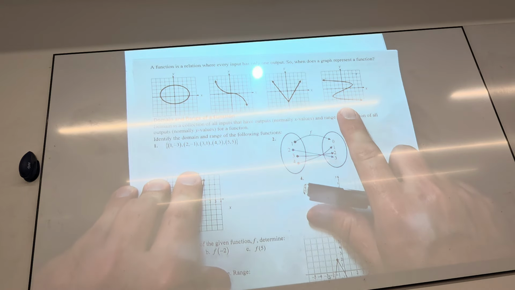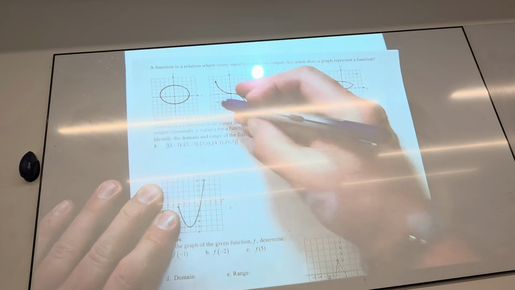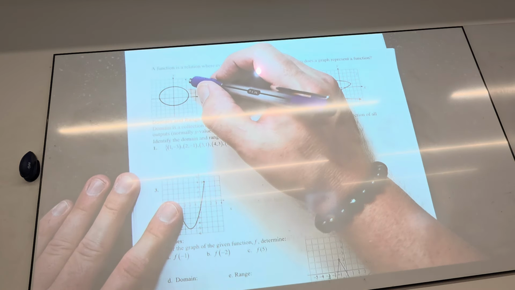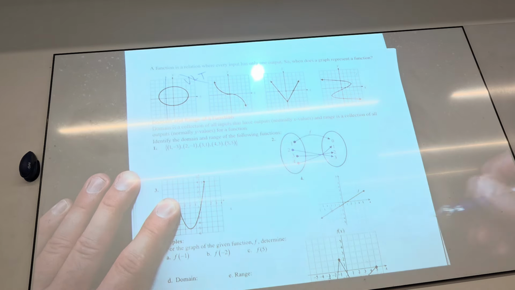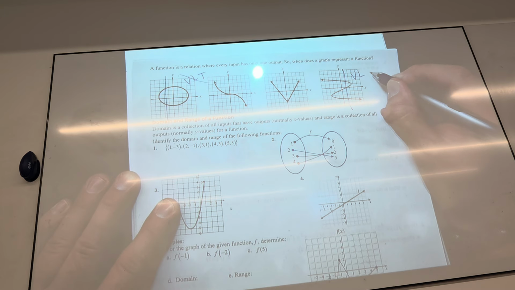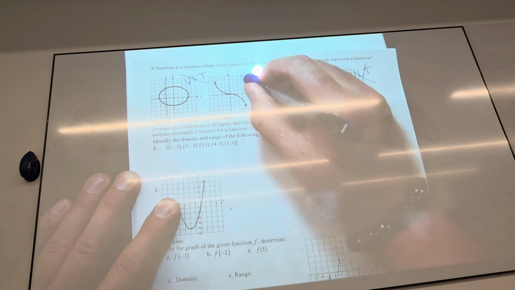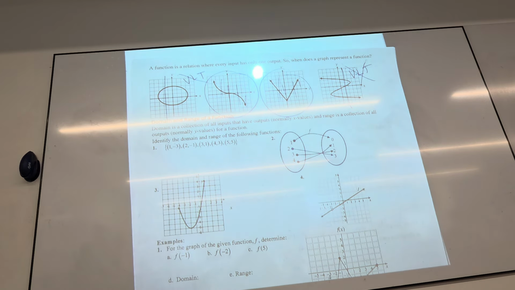Which one of these are not functions up here? First one is not. Why? It does not pass the vertical line test. Which one else? The last one does not pass it. These two are fine. They pass, every vertical line goes through just once. That means every input has just one output.